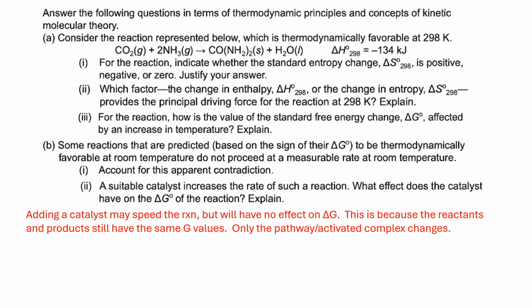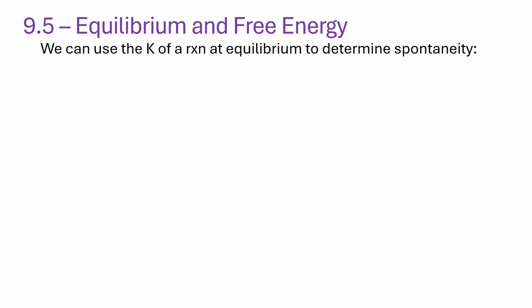Okay, so let's go ahead and talk about section 9.5, equilibrium and free energies. And now we're going to talk about reversible reactions. When we have a reversible reaction, we can tell if the forward reaction is spontaneous at a given temperature using the K. And we can do that using this equation.